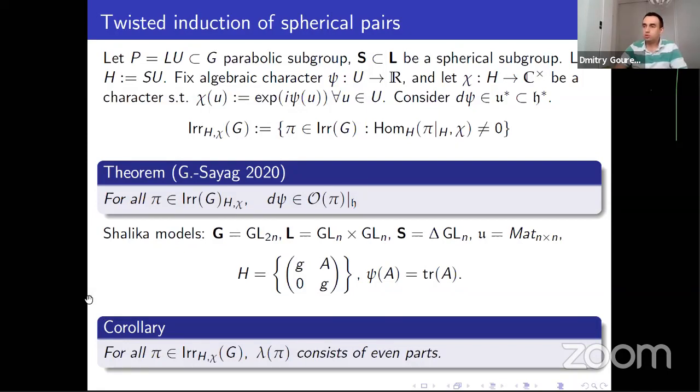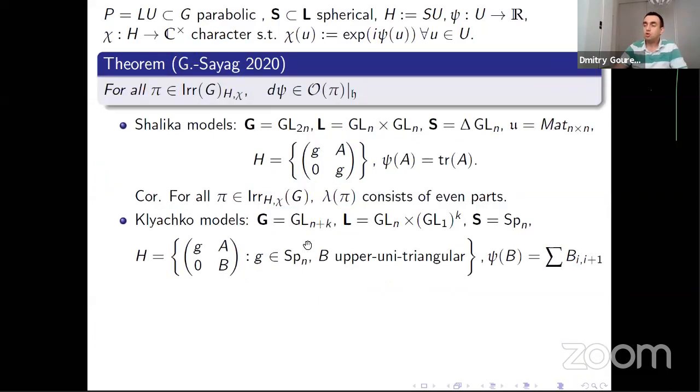Let me show you one more model of this kind. It is the Klitschko model. So in the Klitschko model, we take G to be GL(n+k). And as a Levi, we take GL_n times a bunch of GL_1s. And as S, we take the symplectic subgroup of G. So we take matrices of the form (g a; 0 b), where b is upper unitriangular. So it has zeros below the diagonal, ones on the diagonal, and whatever above the diagonal.